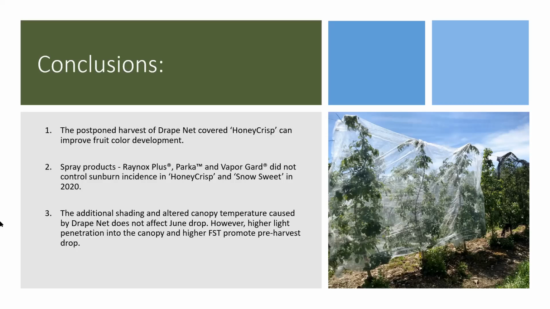And finally, the additional shading and outer canopy temperature caused by drape net does not affect June drop. However, higher light penetration into the canopy and higher fruit surface temperature, both found in white drape net, can promote pre-harvest drop.